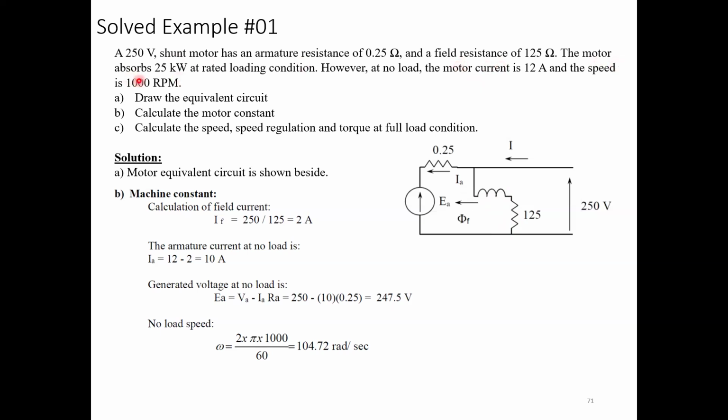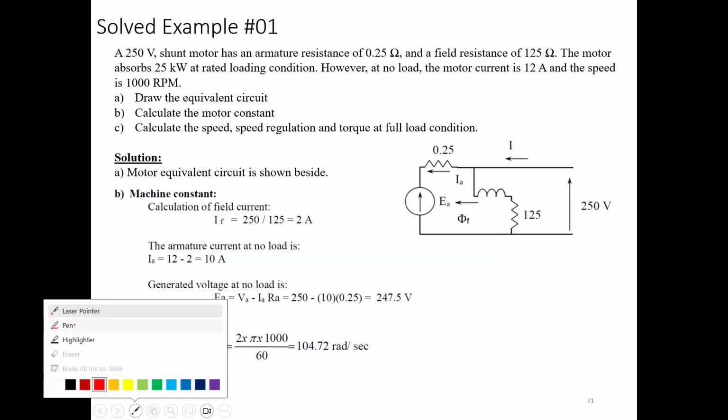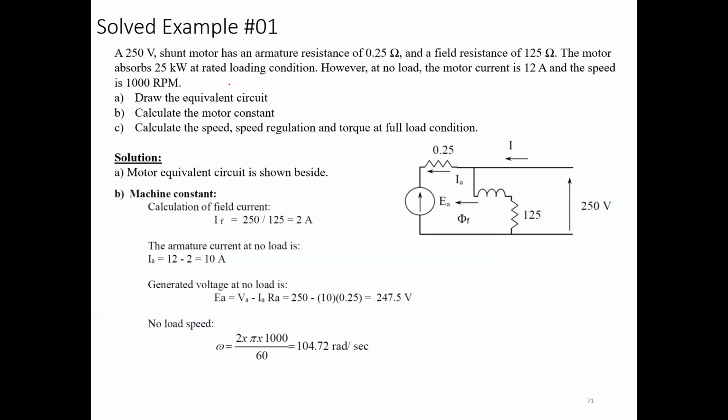So the motor absorbs 25 kilowatts. So this is the input power that is absorbed from the DC supply. For sure, guys, DC motor will be supplied from DC source. So we don't have apparent power here. We have just active power. So this is going to be the amount of input power. But this is at which loading condition? He mentioned that this amount of power is absorbed at rated loading condition. So this is at rated value or nominal value.